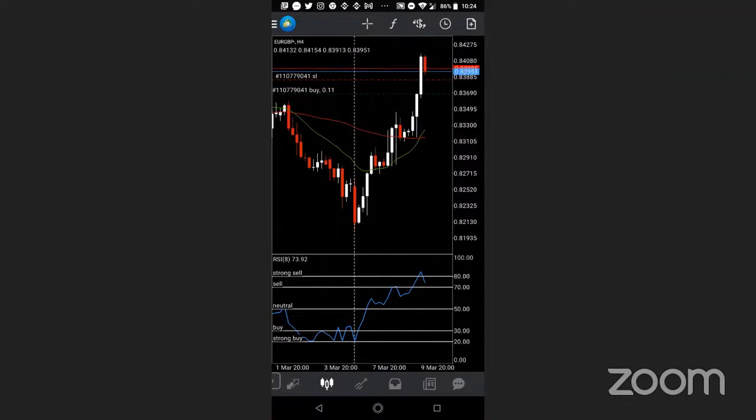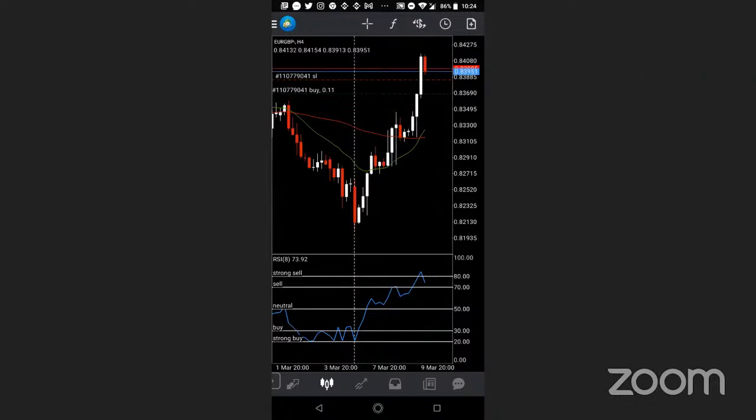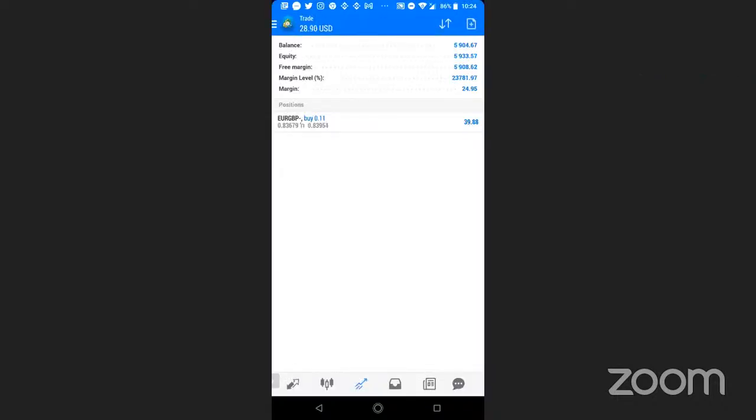Sir, please, this take profit, is it the same thing as the entry price? No, take profit is where you want to take your profits. Entry price is where you enter the market. Okay, there are two different things. Yeah, very, very different things.